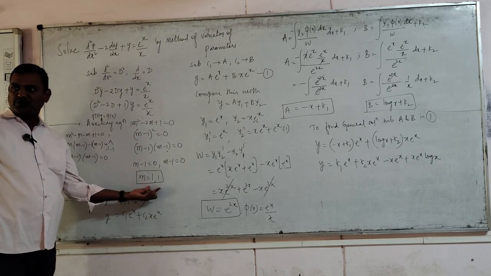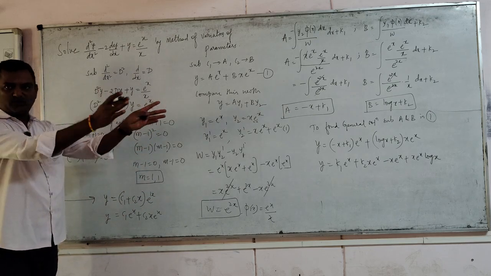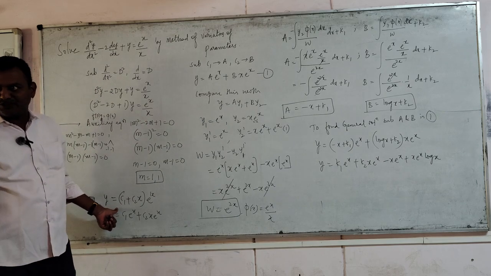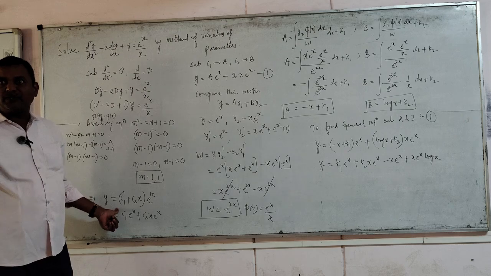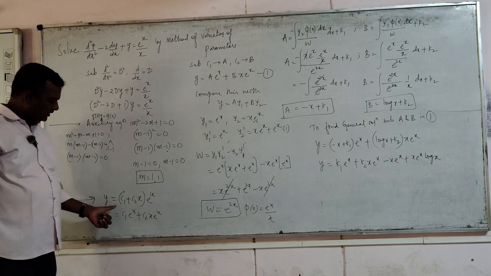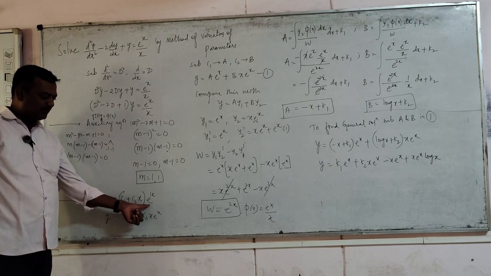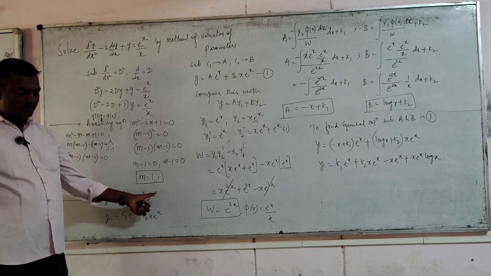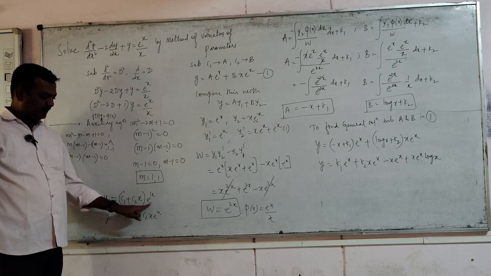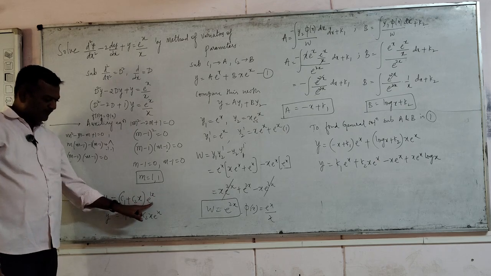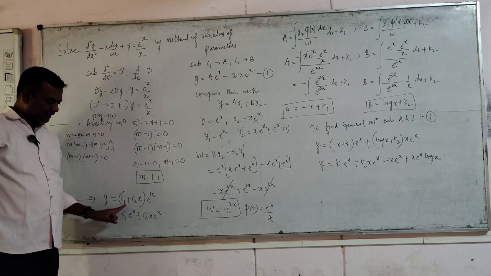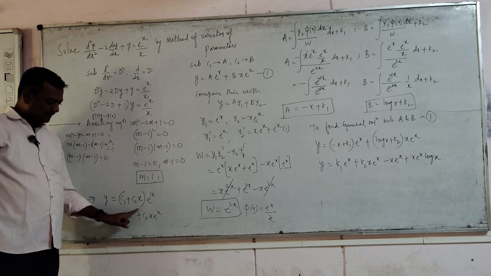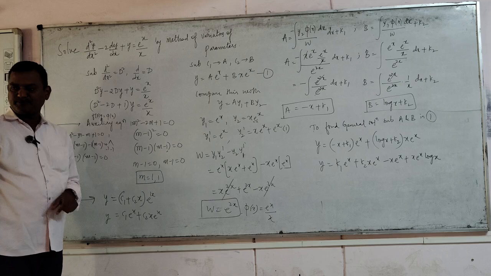Now based on the roots, we write the complementary function. With respect to the equal roots, it is (c1 plus c2 x) into e raised to 1x. Next we multiply e raised to x into the first term as well as the second term, and you will get c1 e raised to x plus c2 x e raised to x.